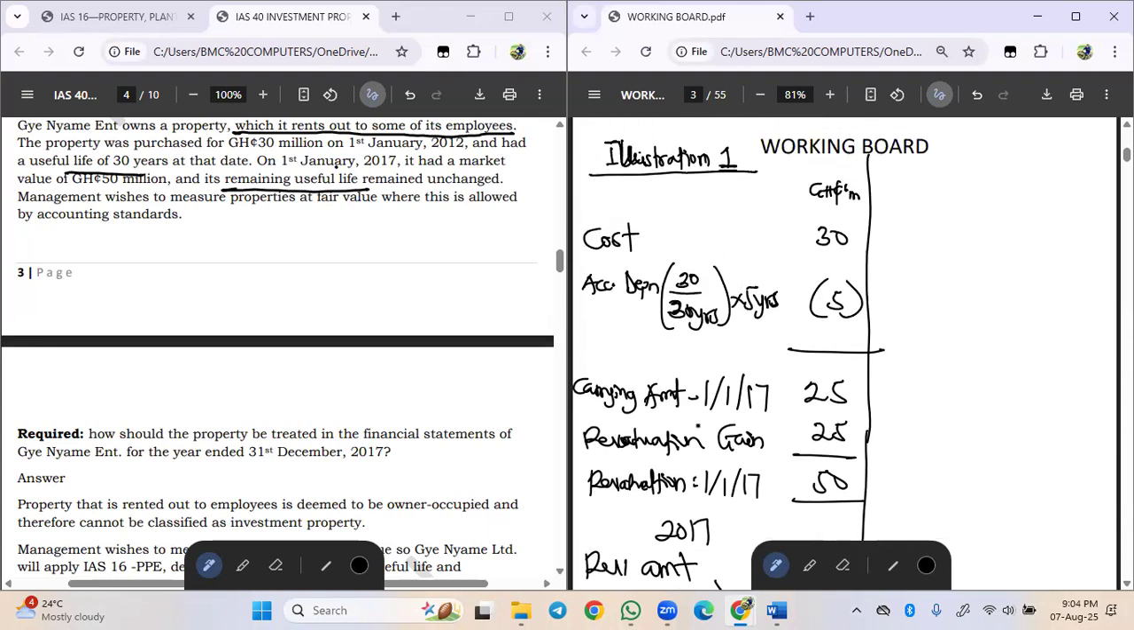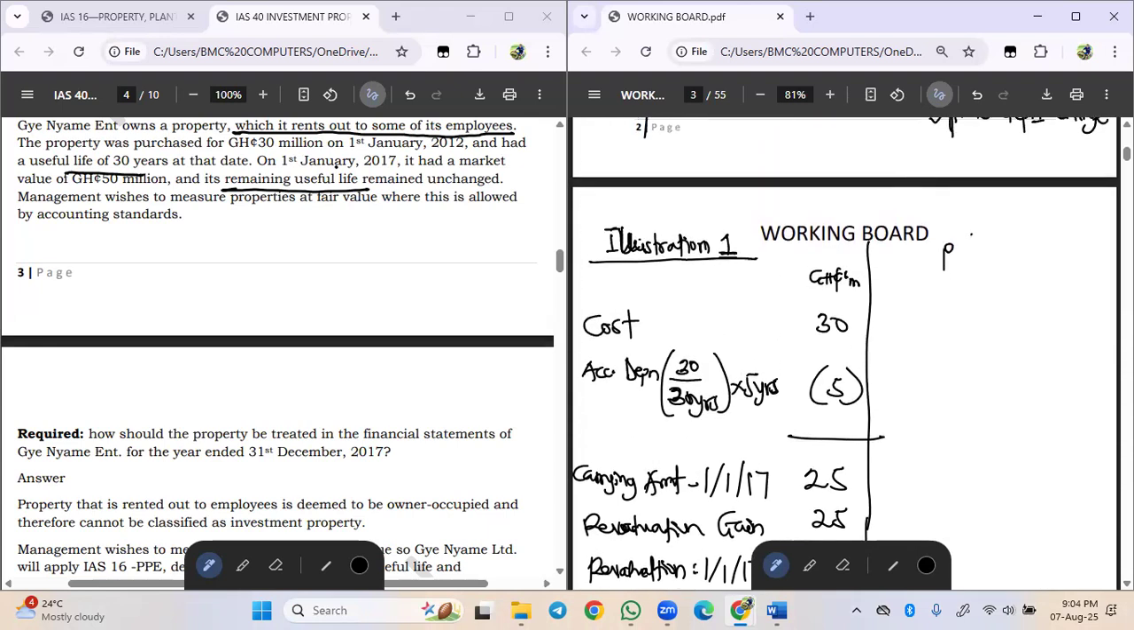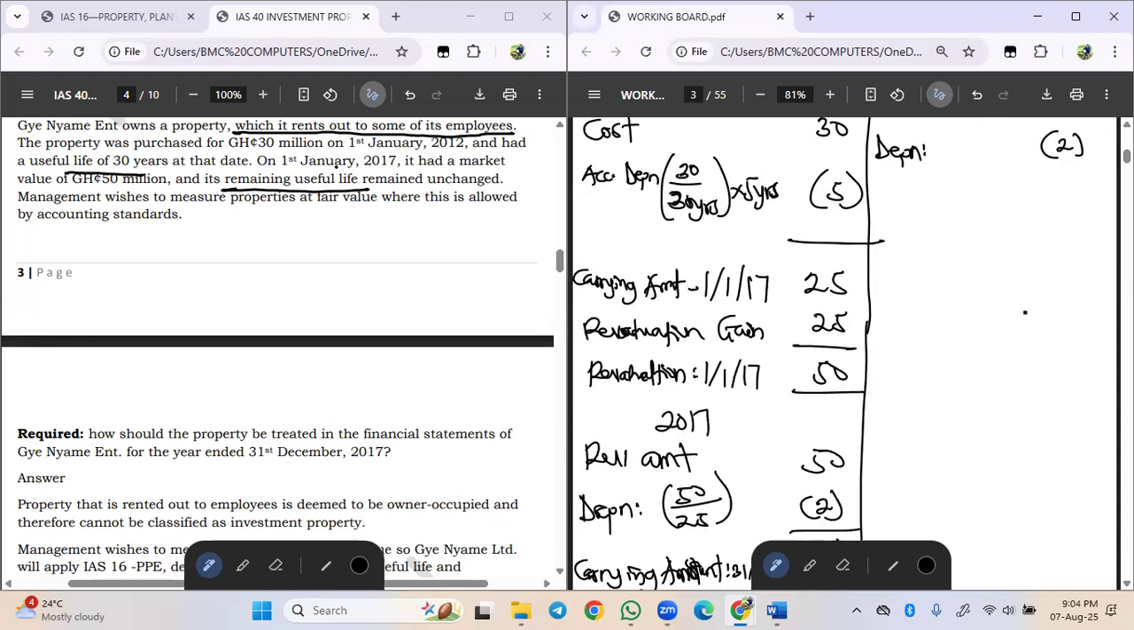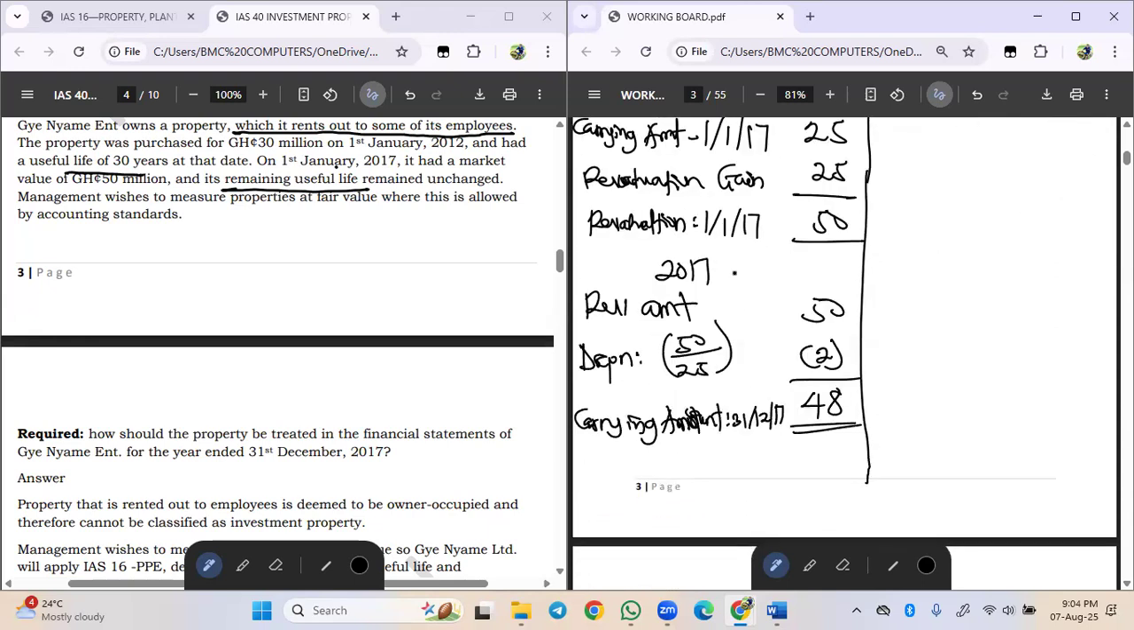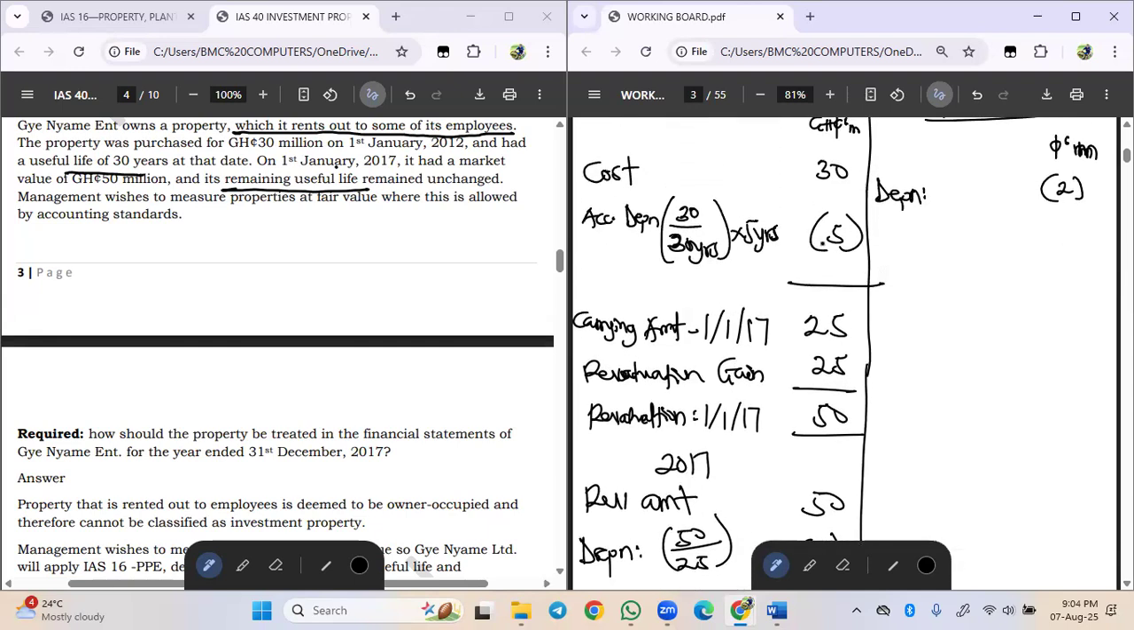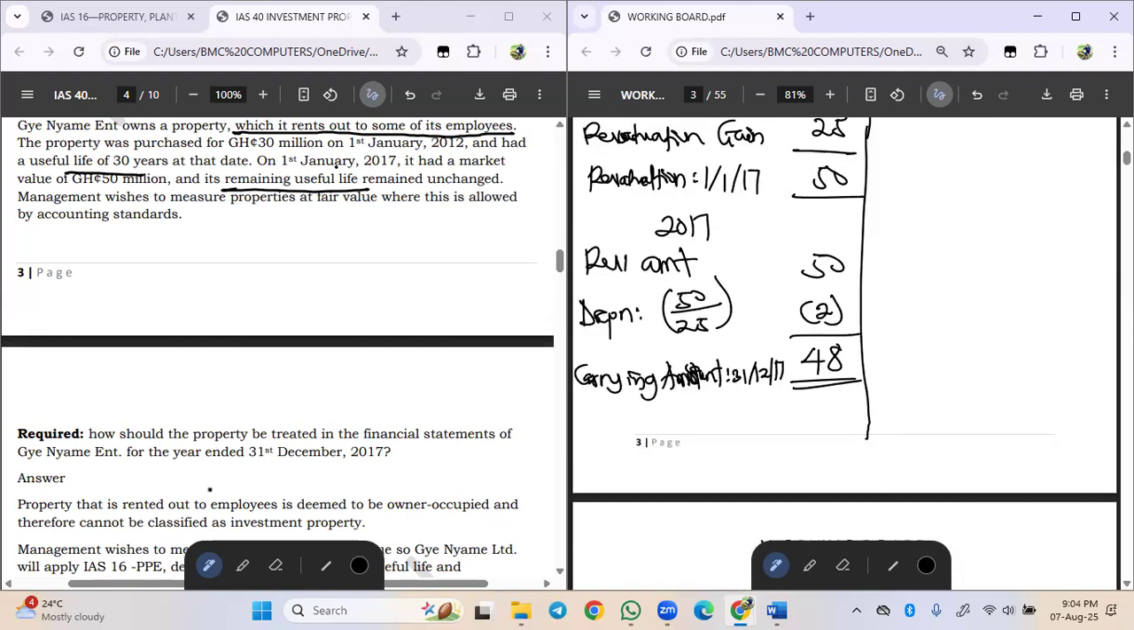Now let's look at the extracts. So first of all, P and L extracts. Okay. So for 2017, depreciation is 2 million here. So we do not talk about the accumulated depreciation. We want the year in question, which is 2017. So we will choose only this one, 2.